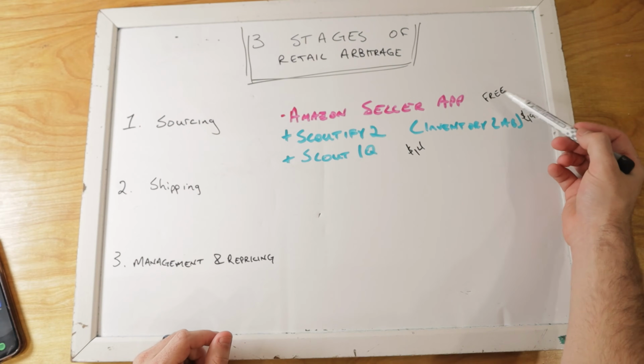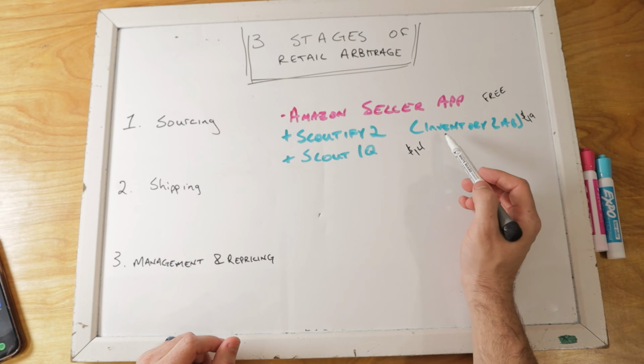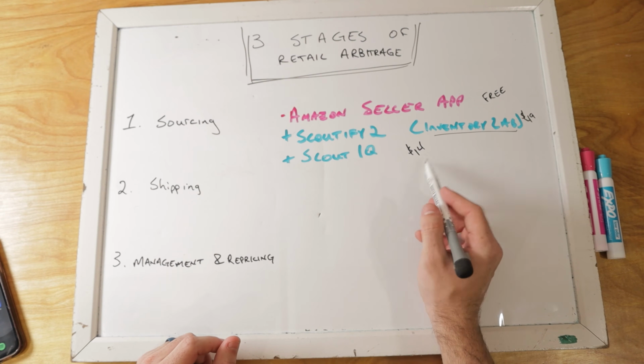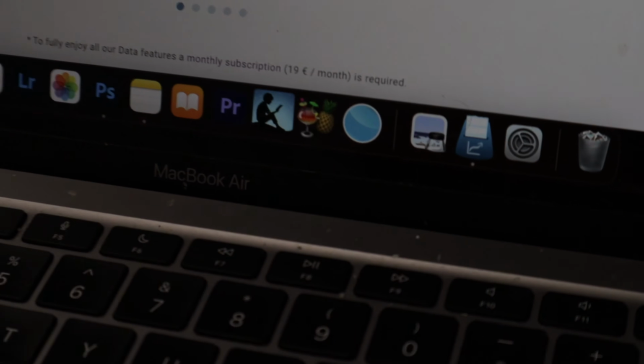And the pricing for each of these is free for the Seller app, $49 per month for Scoutify 2, which also includes Inventory Lab, and then Scout IQ is $14 per month, whereas Keepa is about $24, which is why I had this for the longest time.